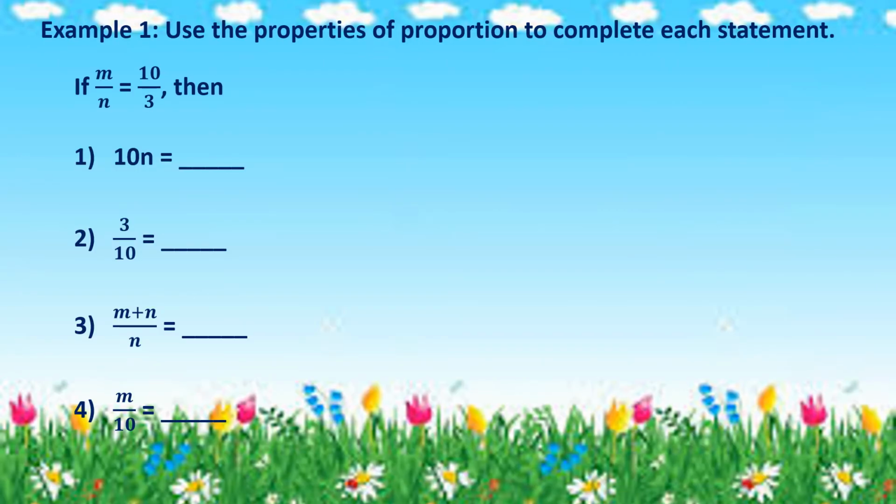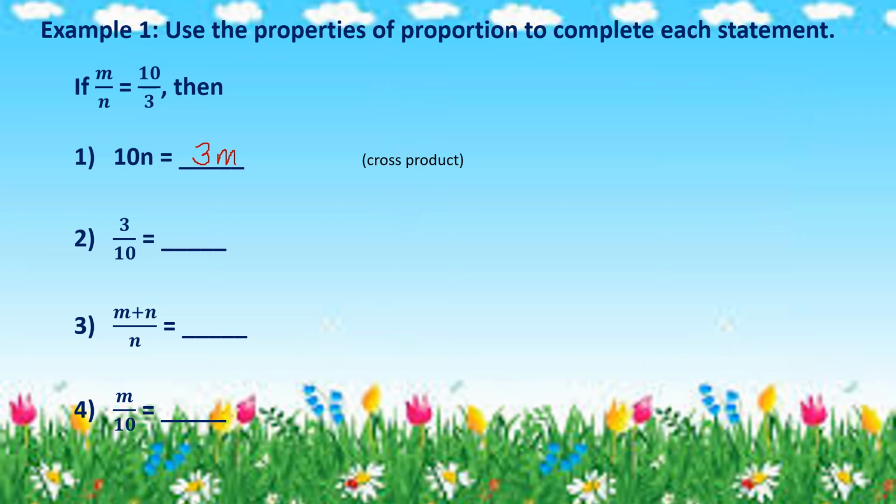Let's have an example. Use the properties of proportion to complete each statement. If m is to n is equal to 10 is to 3, then number 1, 10n is equal to 3m. So what property did we use? We made use of the cross product property.